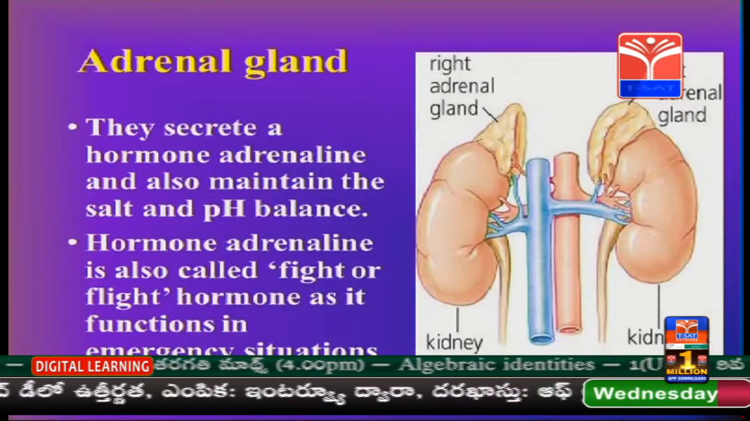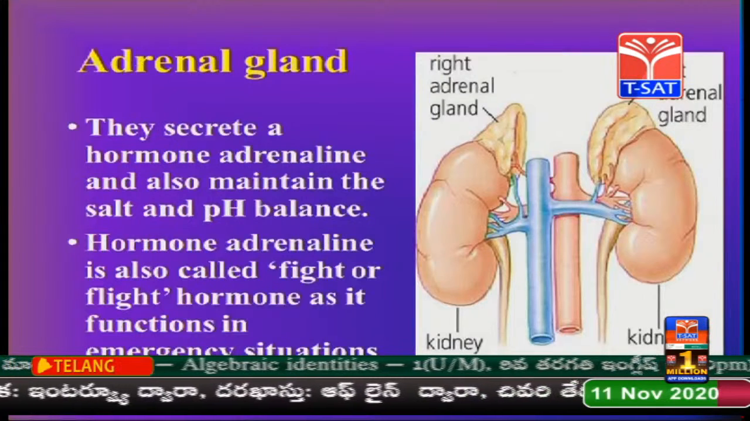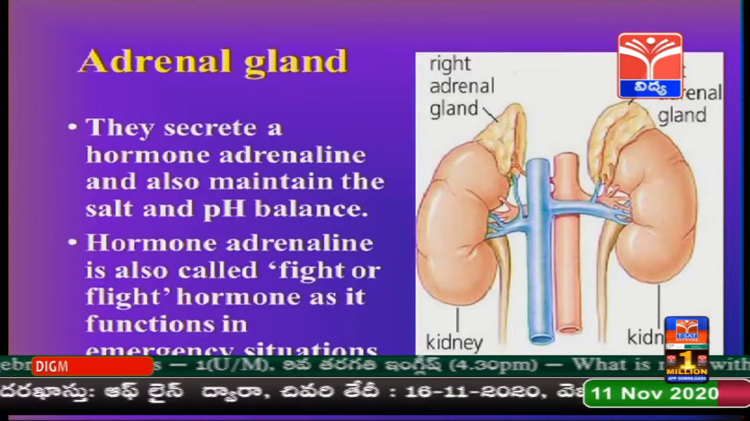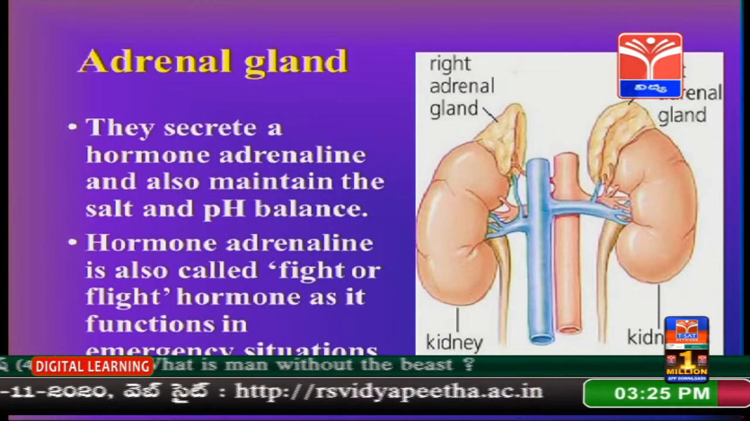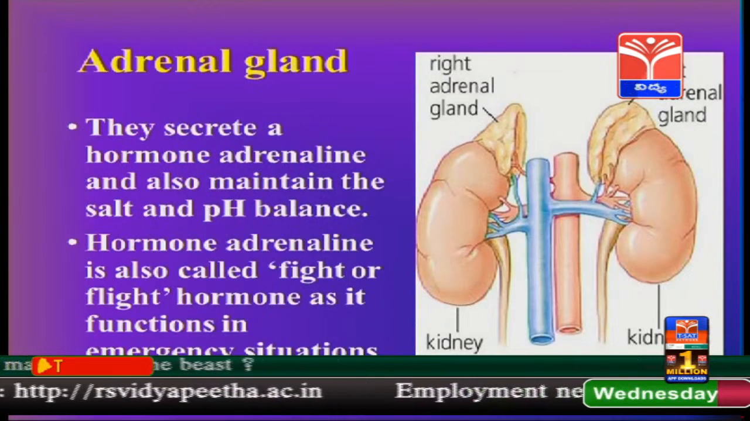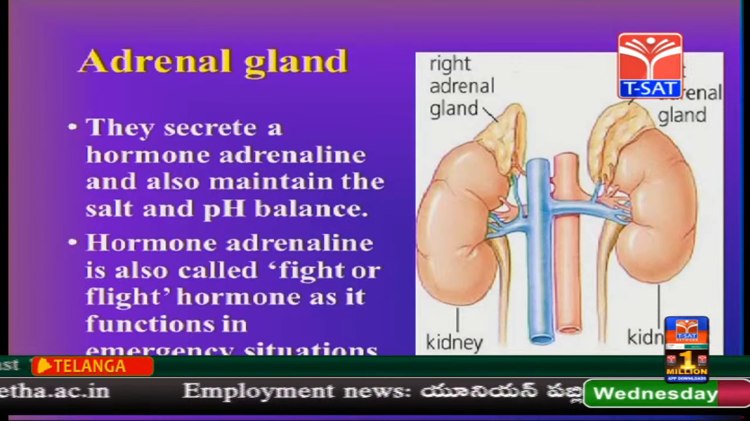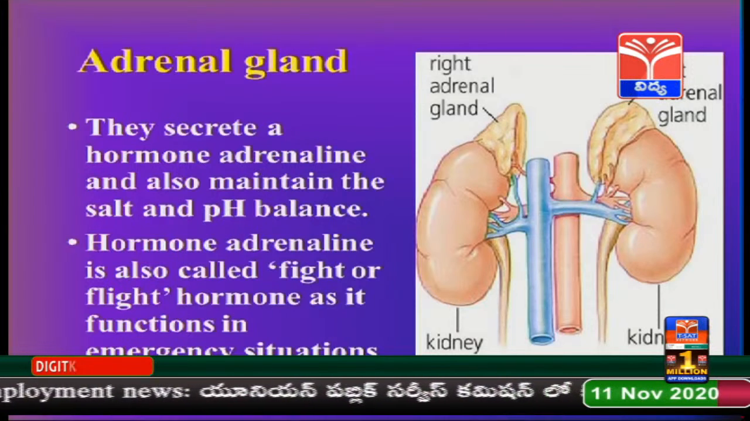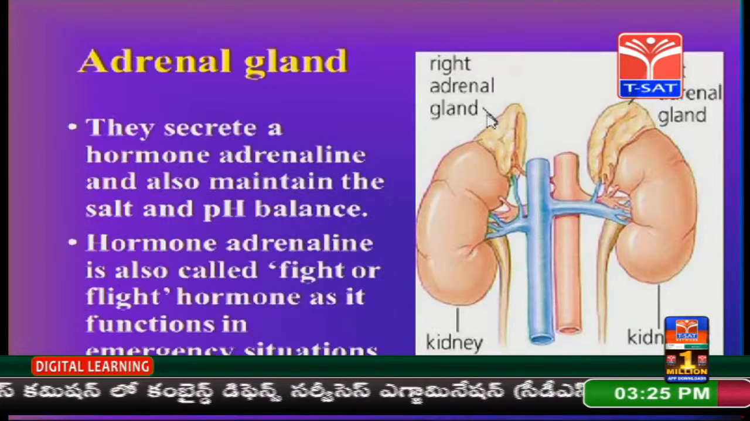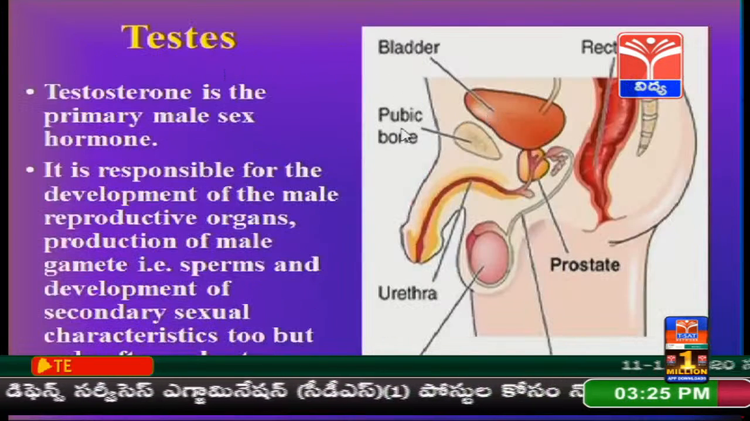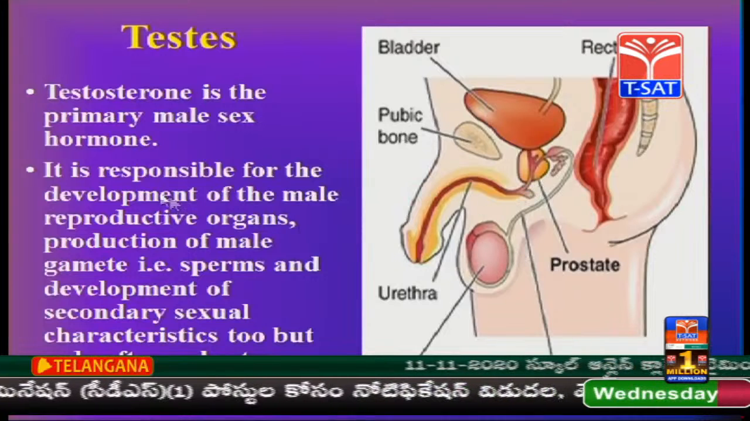They secrete a hormone called adrenaline. They maintain pH balance and salt in our body. The hormone is also called the fight and flight hormone. It is released in emergency situations, and that is why adrenaline is also called the fight and flight hormone. Now, the next endocrine gland present in the male body is the testis.